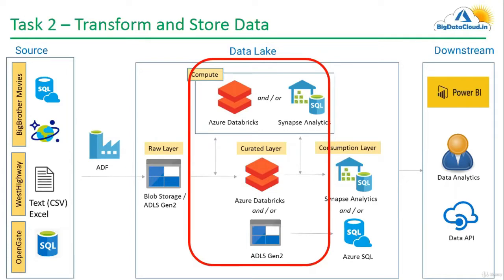So this layer is called the curated layer. We saw on the raw layer, we brought the data in as it is format. Now we are going to transform and curate the data and store it on the Azure Data Lake Generation 2 using Azure Databricks.